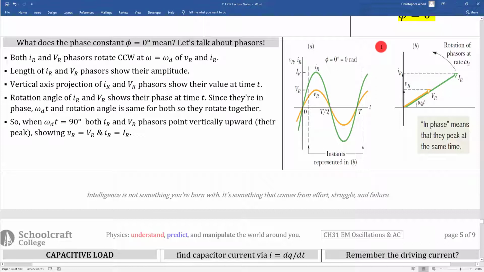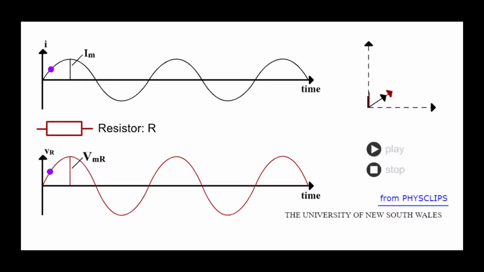Similarly, for the voltage across the resistor, v subscript R is the magnitude of the EMF phasor projected onto the y-axis as well. This animation shows the phasor relationship between current and voltage for a resistor. You can see how the brown voltage phasor and the black current phasor are always aligned.